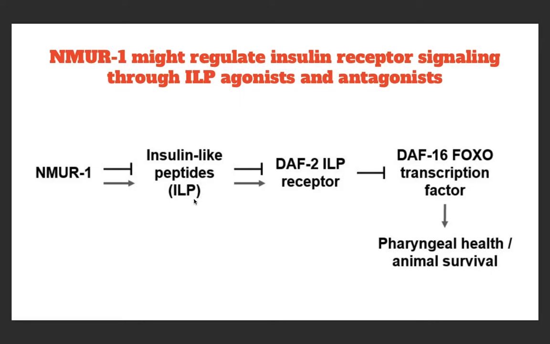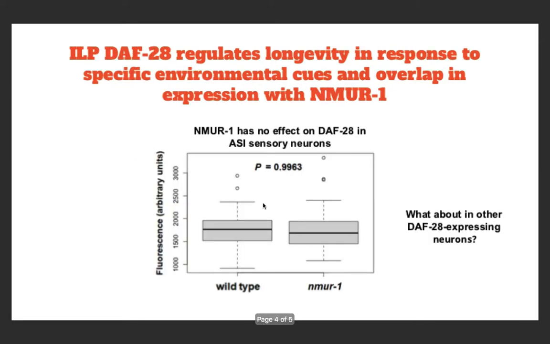C. elegans have 40 ILPs, and previous literature has already shown that these ILPs can act as both agonists or antagonists, depending upon the internal and the external environment of the worms. I started testing this hypothesis by looking at DAF28, which is an ILP that is expressed in at least 4 pairs of neurons, including 2 longevity-regulating ones, ASI and ASJ.